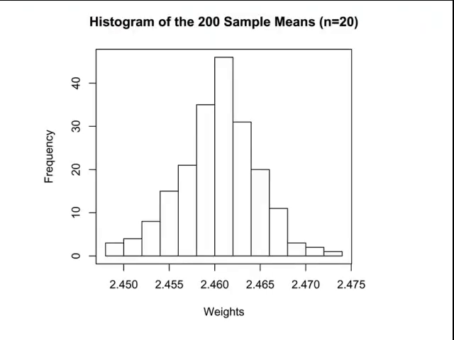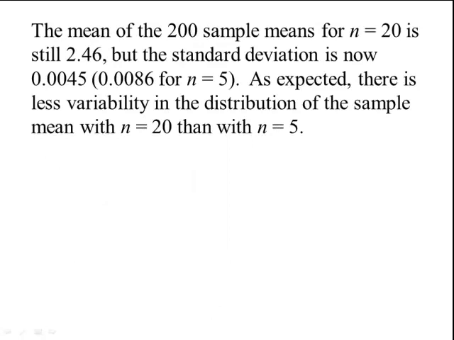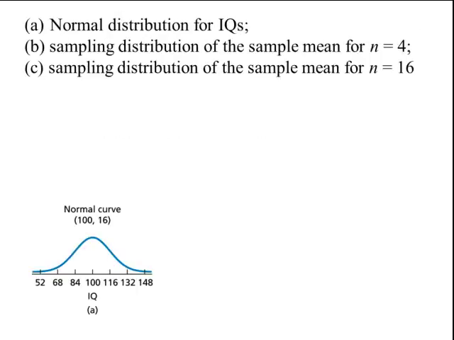This is the distribution of the sample size of 20. We see it still has the mean as the population mean, but the standard deviation got smaller. The mean of the 200 random samples for n equals 20 is still 2.46, but the standard deviation now is 0.0045, and it was 0.0086 when n equals 5. So as expected, there is less variability in the distribution of the sample means with n equals 20 than with n equals 5. Let's look at another example.